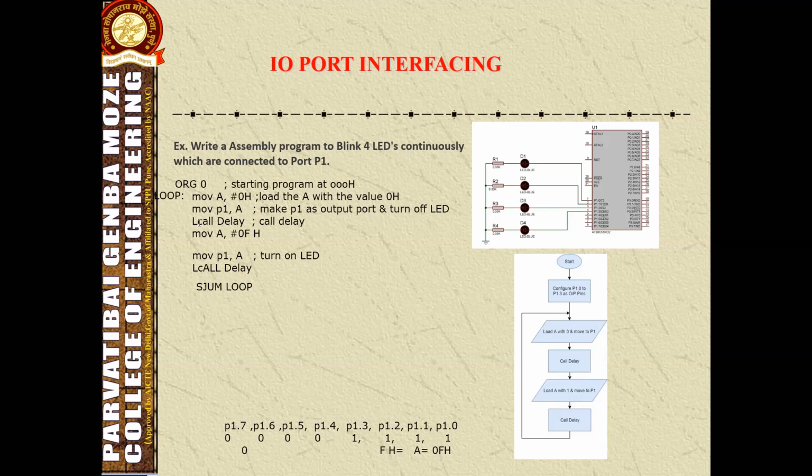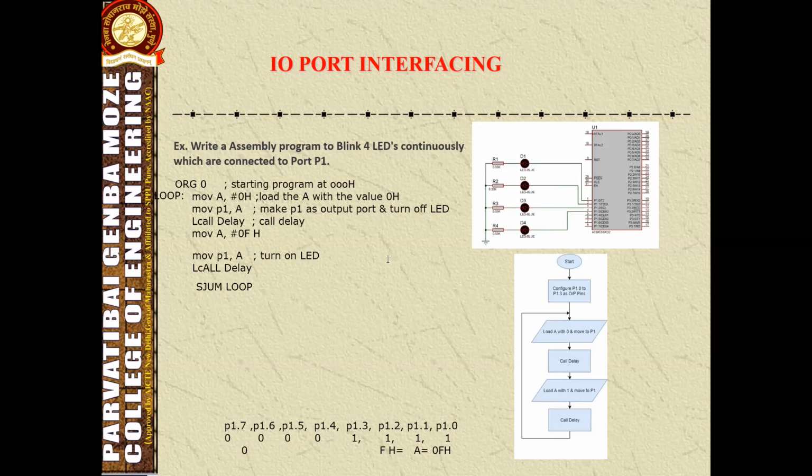For waiting purposes, we are calling LCALL delay. After some time, after executing this instruction, it will wait for a certain time and then start executing the next instruction, that is MOV A, 0FH. 0FH is nothing but these four ports will send high signals. This value is going into the accumulator. After loading the same value into port 1, these four terminals of the pins will become high. So this pin high is nothing but these LEDs will be turned on.